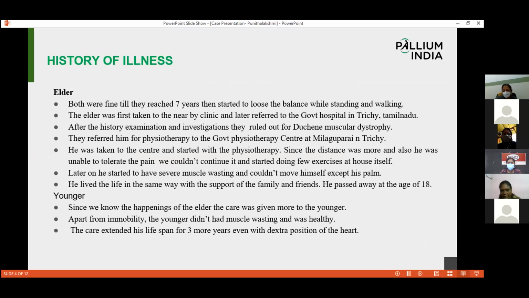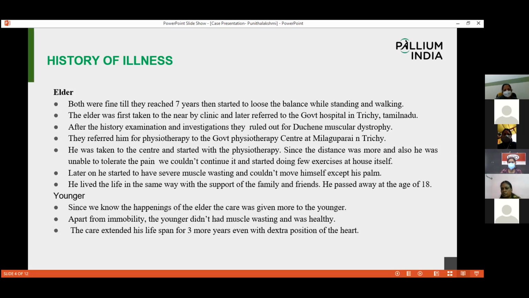In the history of illness, the elder one, both were fine till the age of 7 years, and then they started to lose balance while standing and walking. The elder was first taken to the nearby clinic and later to the government hospital. After the history and investigation, they ruled in muscular dystrophy, and they referred him to the physiotherapy center. Since the distance was very long, the family was not able to continue with the physiotherapy.